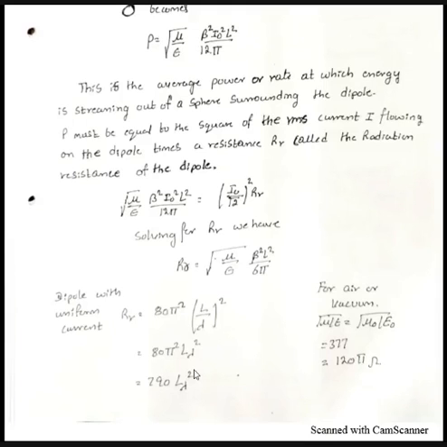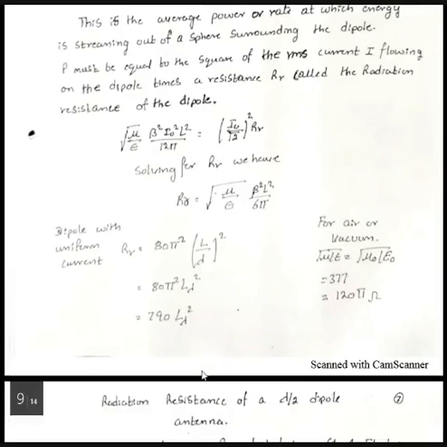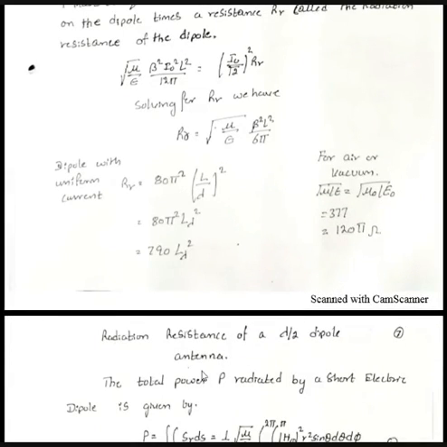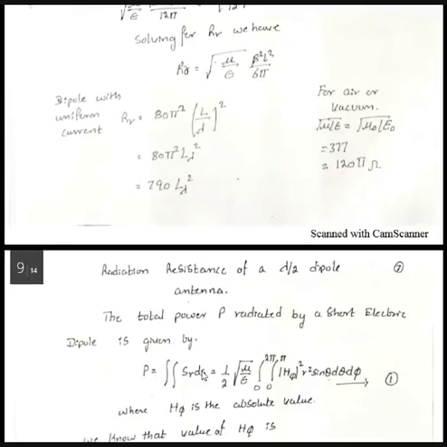Now there is another topic here which I want to discuss, as I said initially, that is the radiation resistance of the same short electric dipole only, but we are explicitly specifying the particular length here. That is, length is equal to lambda by 2 here. So let us discuss this particular topic here.